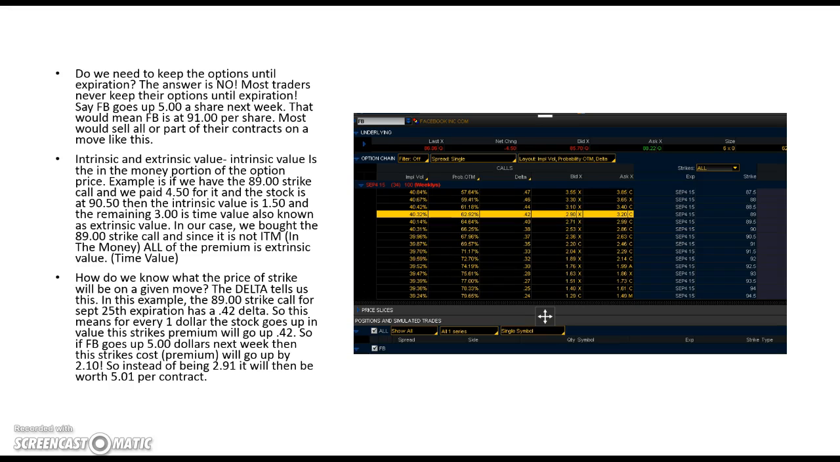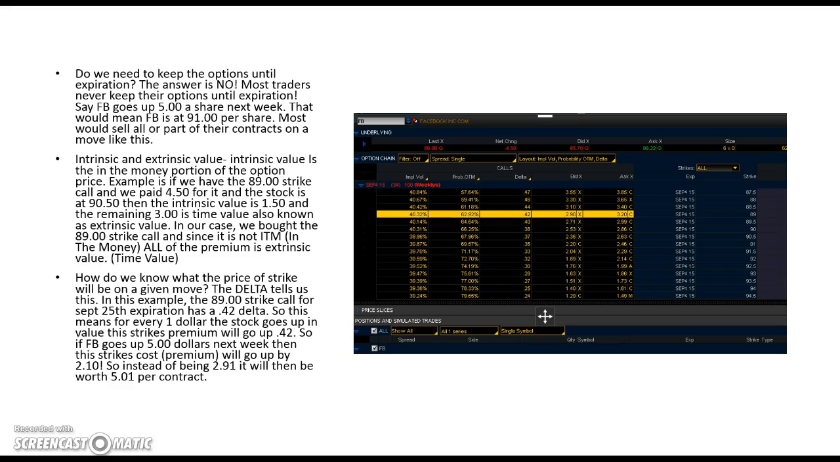Intrinsic and extrinsic value. Intrinsic value is the in-the-money portion of the option price. Example is if we have the $89 strike call and we paid $4.50 for it, and the stock is trading at $90.50, then the intrinsic value is $1.50, and the remaining $3 is time value, also known as extrinsic value. In our case, we bought the $89 strike, and since it's not in the money, it's OTM, all of the premium is extrinsic value. Like I said, time value.